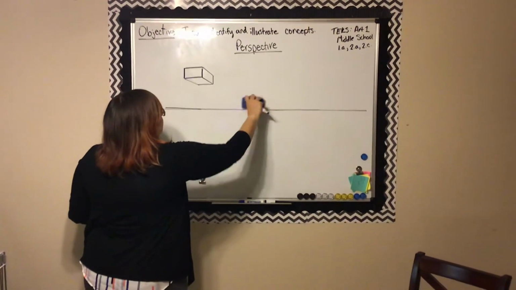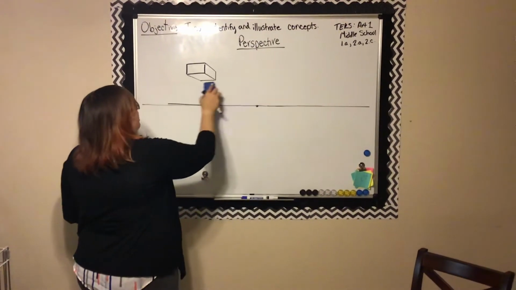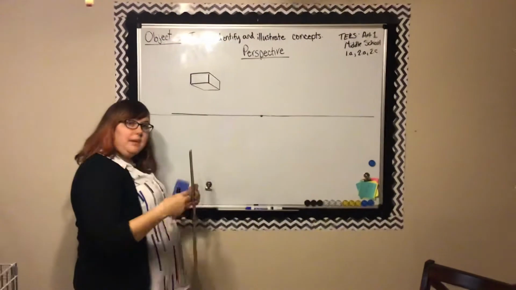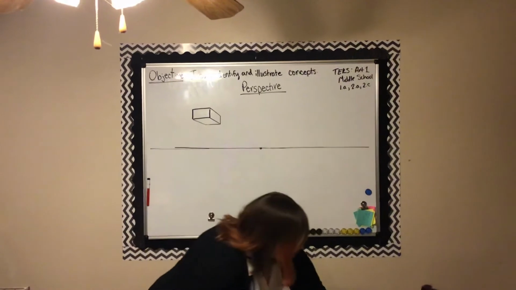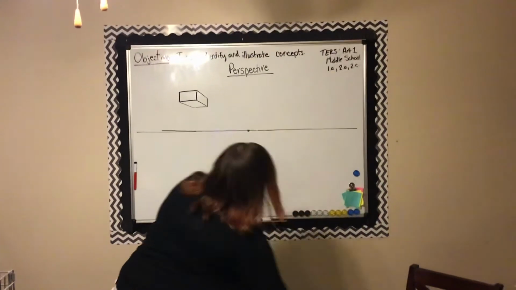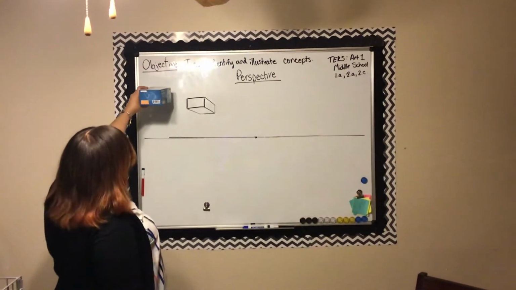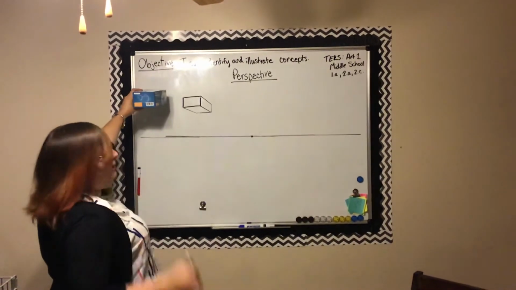Now, if I was holding a box and I was drawing a picture of me holding the box, of course I'd draw my hand around it. But we would still have this box in perspective. So let's view our box one more time and make sure we have it correct. Does that look right? Perfect.